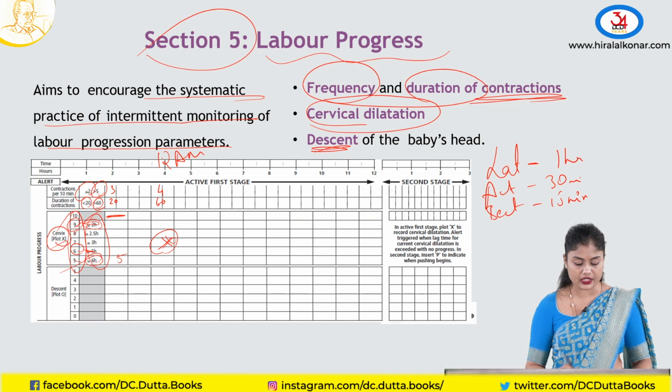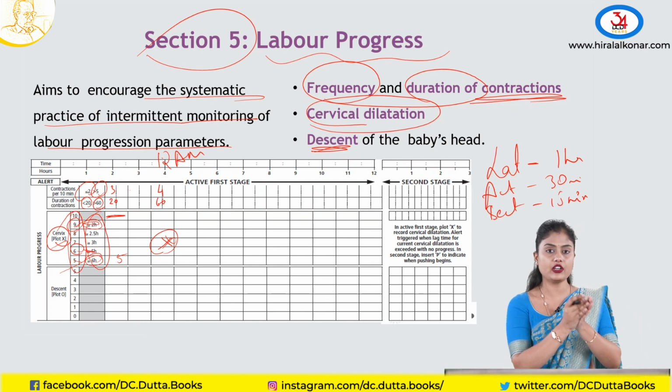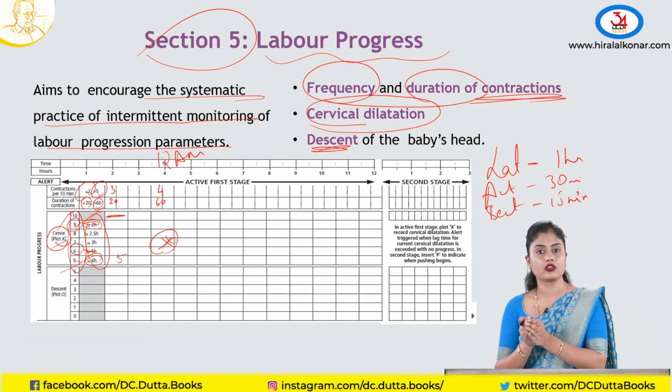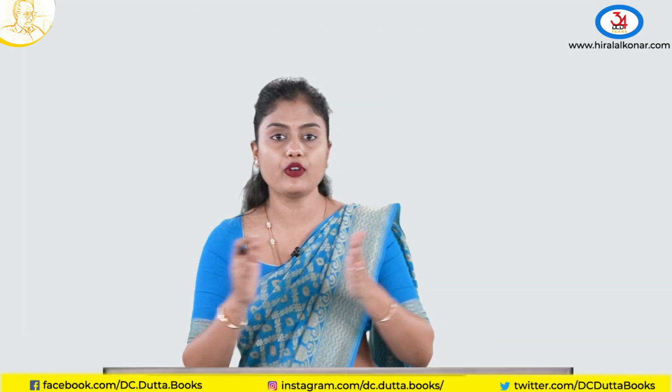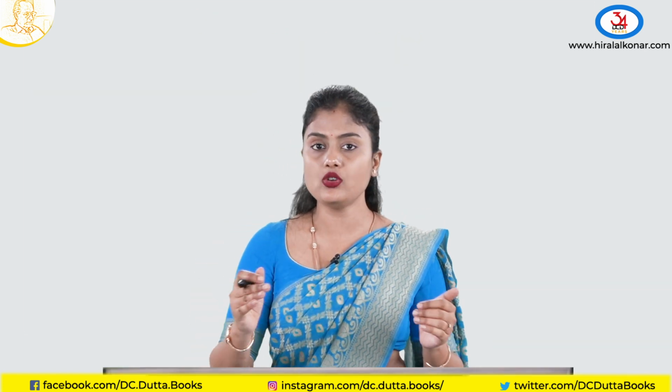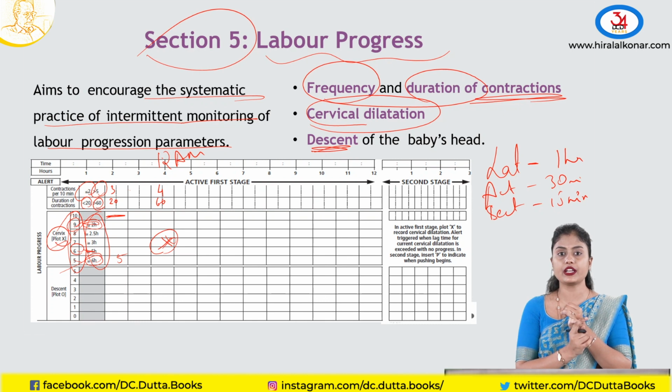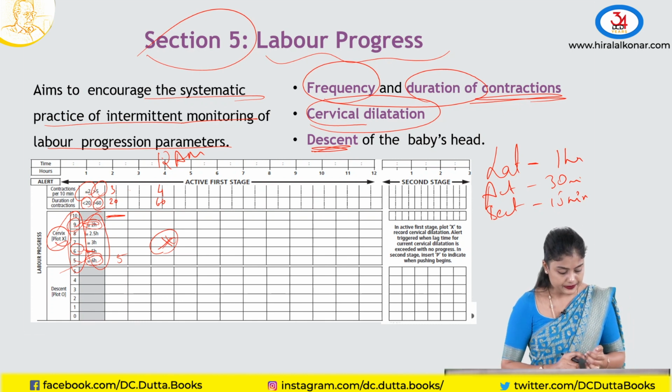So this is how you monitor the contractions. How many contractions and lasting how long? In every 10 minutes. For 10 minutes you will check this and you will monitor. In the active phase you will monitor every half an hour. In the second stage you will monitor every 15 minutes.